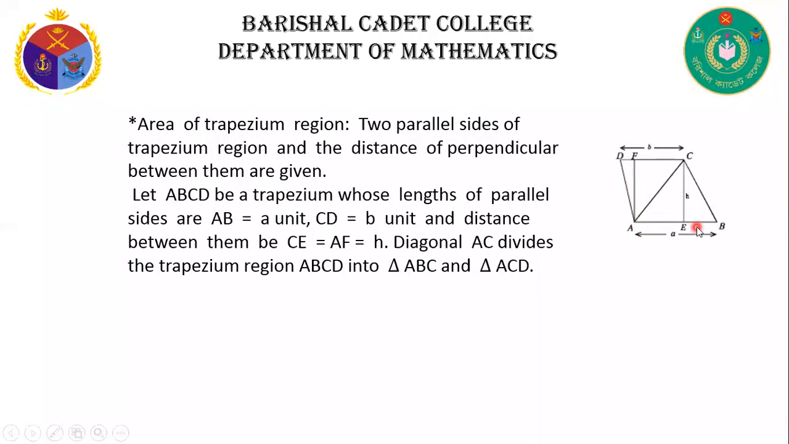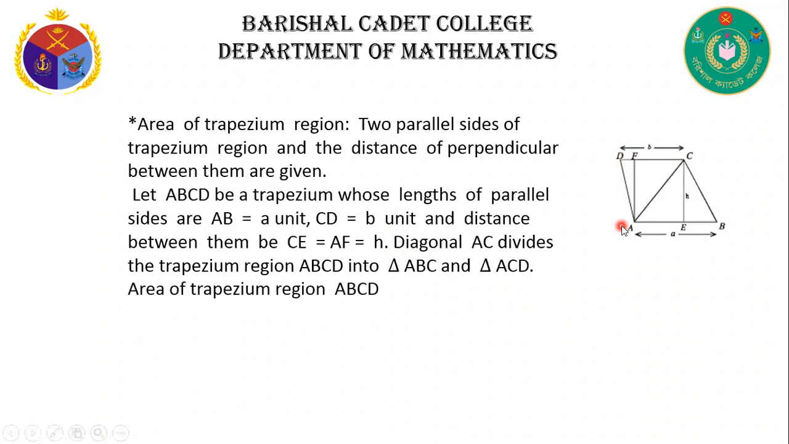Let ABCD be a trapezium whose parallel sides AB is equal to a and CD is equal to b, and the distance CE is equal to AF is equal to h. Diagonal AC divides the trapezium region ABCD into two triangles, here triangle ABC and triangle ACD.